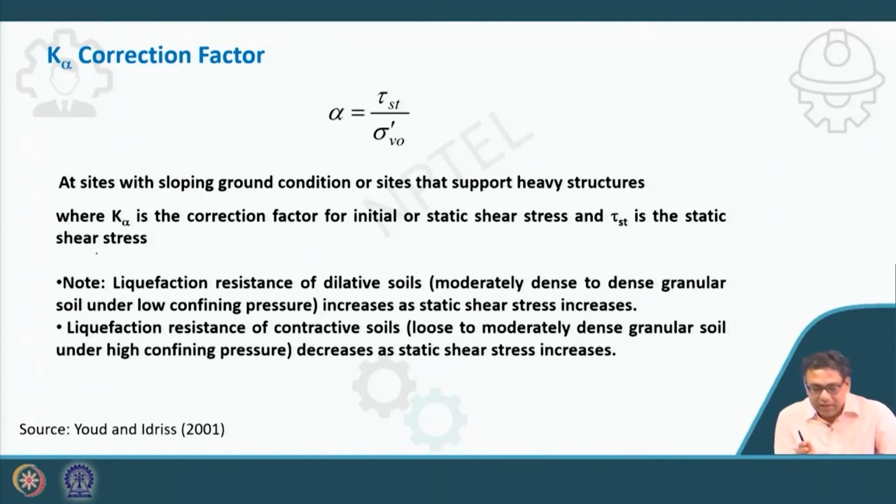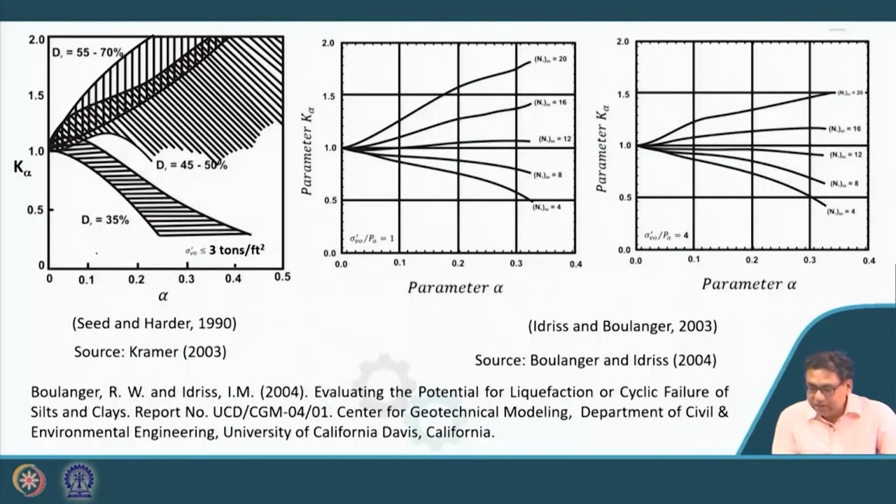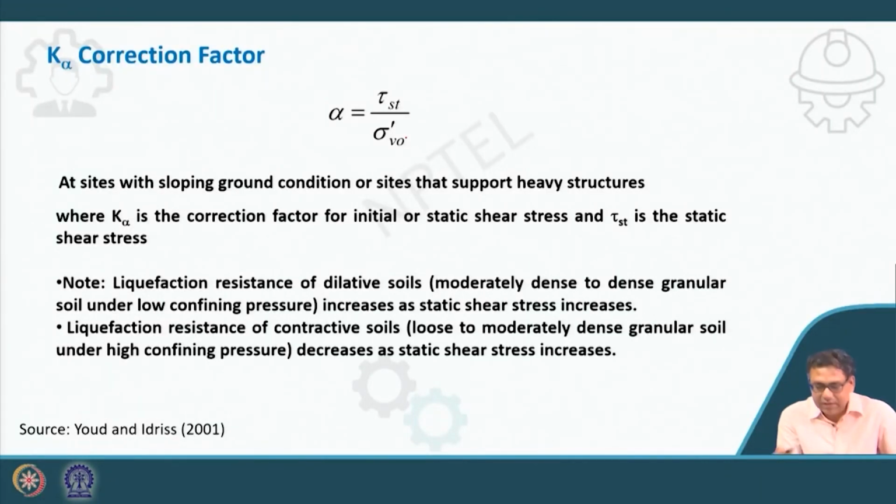So how will I get this K alpha? These are the charts that are given. The first one is proposed by Seed and Harder 1990, where it is given in terms of relative density. This is K alpha, this is alpha. Alpha I will get from here. I will discuss how to get the static shear stress below a foundation. For a slope, you will get the shear stress from the slope stability analysis.